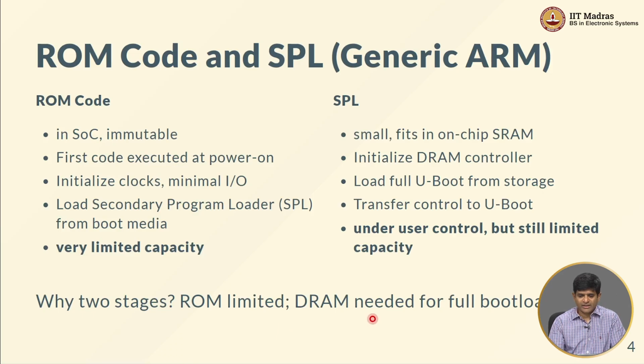So again, just to go over each of those things in a little bit more detail, as I said, the ROM code is built into the system on chip. It's immutable. It is the first code that's executed at power on, right? So the important thing is that the starting address of the ROM must be connected up in the hardware itself, such that when I switch on the system, the default value of the PC that comes up must point to the starting address of that ROM, right?